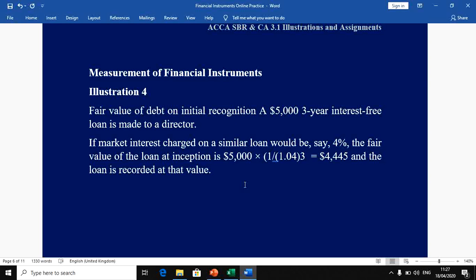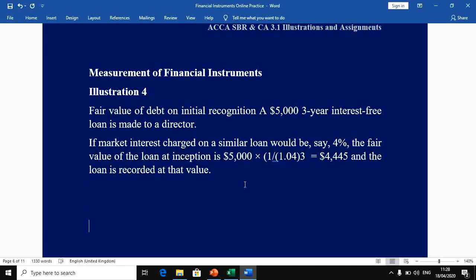There's just a simple illustration before us. Say fair value of a debt on initial recognition. If, for instance, a director receives a 5,000 interest-free loan, a payment will be made at the end of a 3-year period. How do we calculate the fair value of this financial instrument? Simple. All you need to do is to discount the 5 million using a simple discount factor, of course, the year 3 discount factor. I hope that you can see this working here that has been given to you, so that the fair value of this particular financial instrument will be 445.